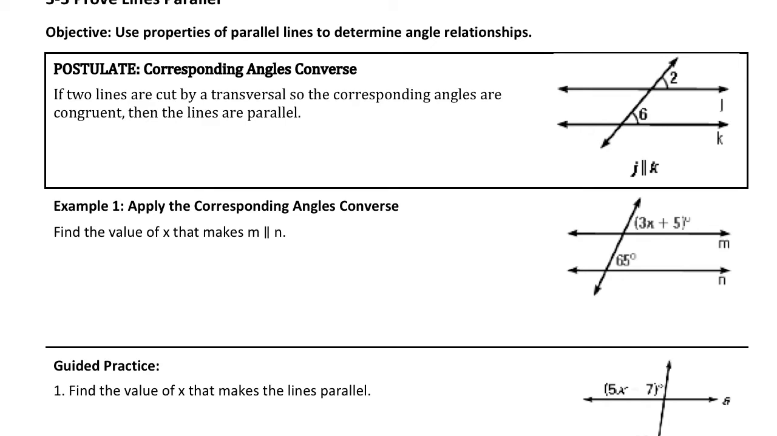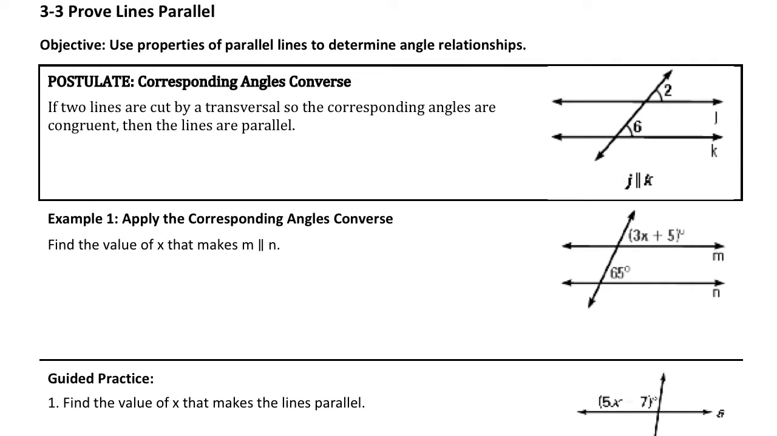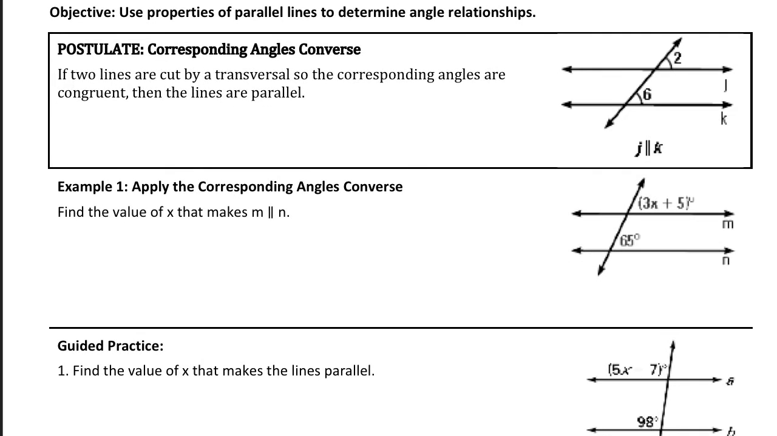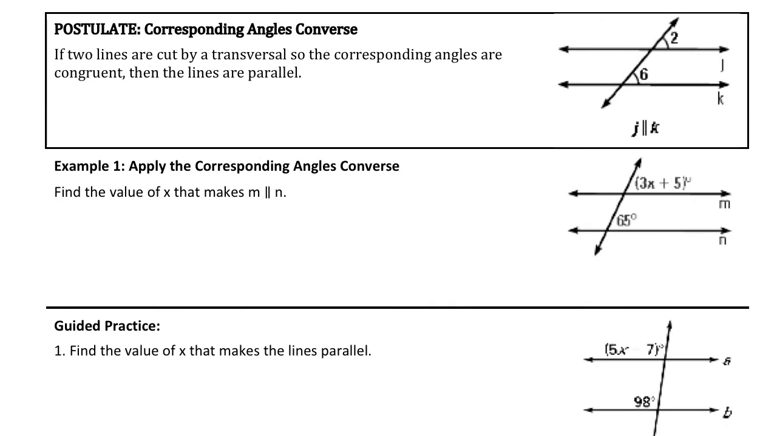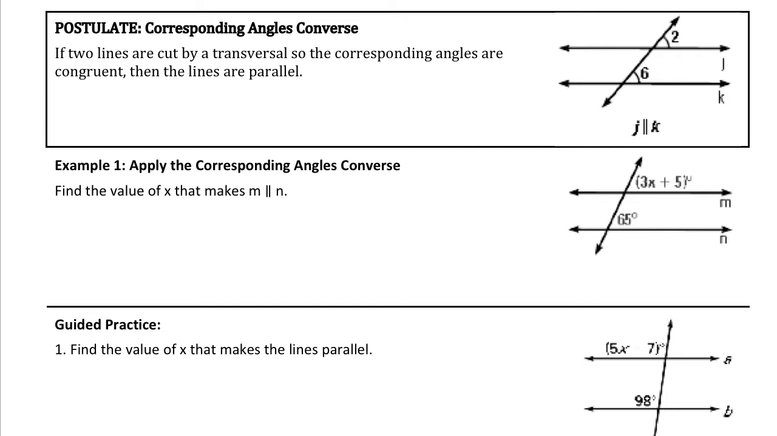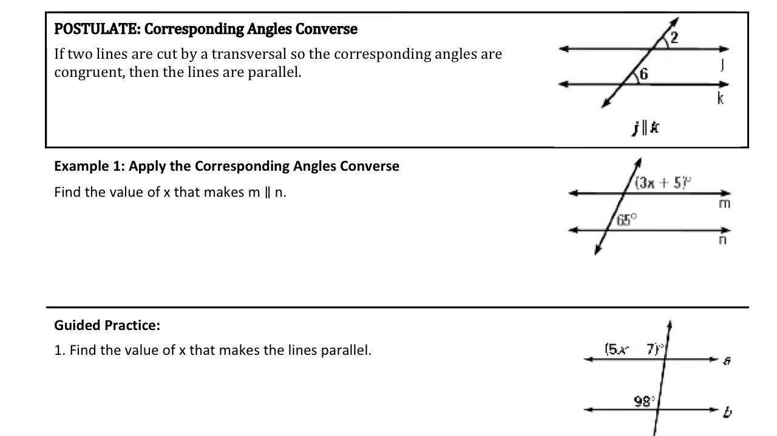Okay, so Unit 3, Lesson 3, Proving Lines Parallel. This lesson is very similar to Lesson 2. We're going to use properties of parallel lines to determine angle relationships. These are all angle relationships we worked with in Unit 3, Lesson 2. We are just dealing with the converse.